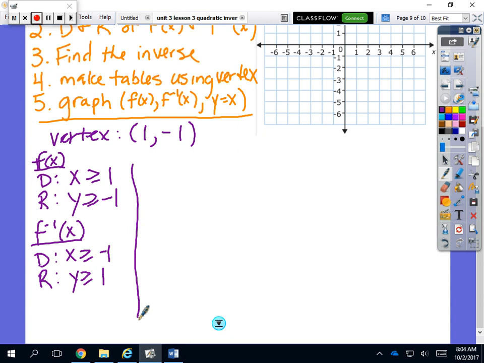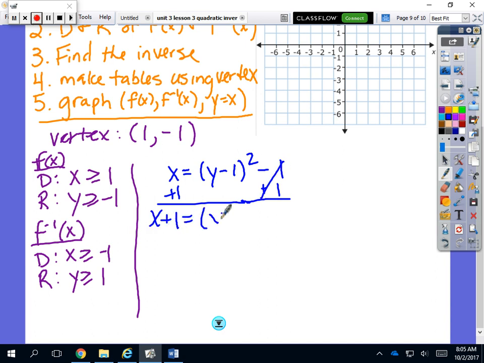Okay, now I need to find the inverse of that function. So we've got x equals y minus 1 squared minus 1. And I need to solve for y, so I need to add 1 to both sides first. Remember, don't worry about the parentheses till you undo everything outside the parentheses. So I have x plus 1 equals y minus 1 squared. Now, I don't add this 1 yet because I still have a power. We're basically doing order of operations backwards.